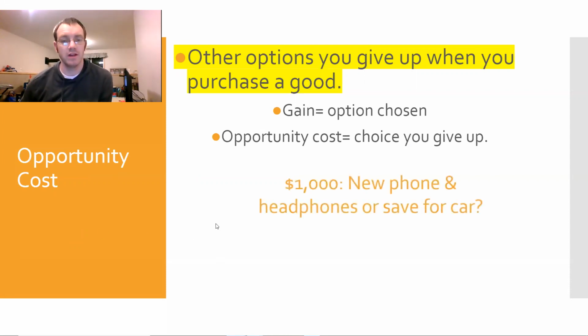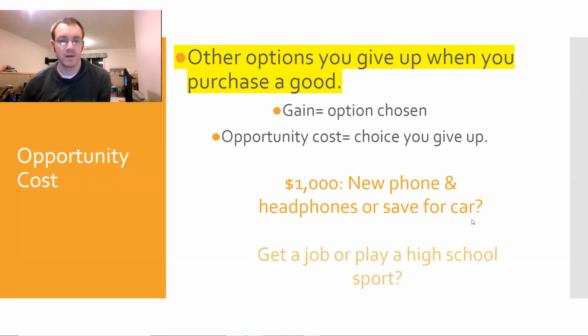So, like we said before, you've got $1,000. Are you going to buy a new phone and some headphones, or are you going to save it for a car? Now at 16 years old, it might be a little easy, or 15. Maybe you want that car, but maybe you're 18, you already have the car. So maybe you're looking at the phone, but whichever one you choose, the other one's your opportunity cost. If I choose a new phone and headphones, then I'm giving up the car. So it's all about decisions and what you want to do.